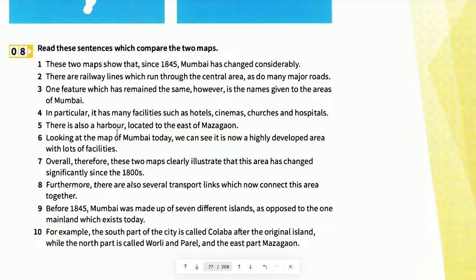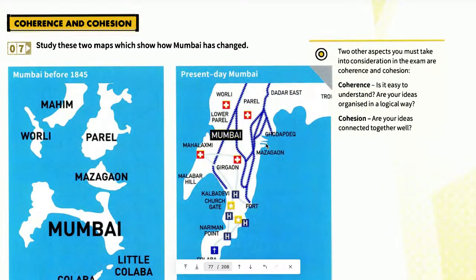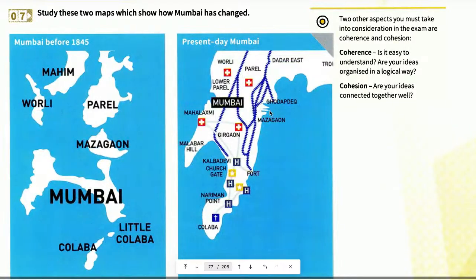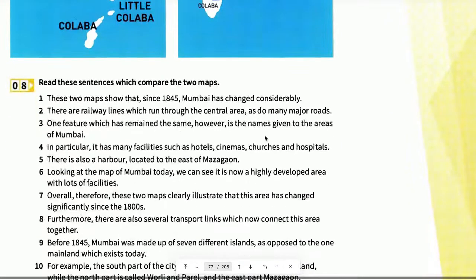Now number 5, stop. Oh, we already explained that, right? There's also a harbor located to the east of Mazagon. So we see to the east of Mazagon, we have a harbor there. Yeah, the white part, next to the sea, because the harbor must be next to the sea. Okay, we know that.